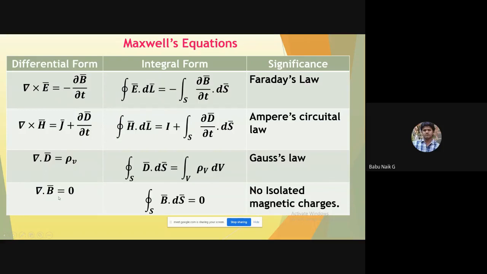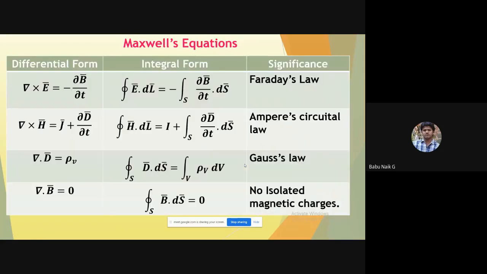And then for the magnetic field, del dot B bar is equal to 0, since there are no isolated magnetic charges. In integral form, the closed surface integral of B bar dot ds is equal to 0. So these are the main Maxwell equations, four of them, for time varying fields. If the examination asks with respect to time varying fields, you have to write this form. If time varying is not mentioned, then you have to write the steady condition forms which we have already seen.